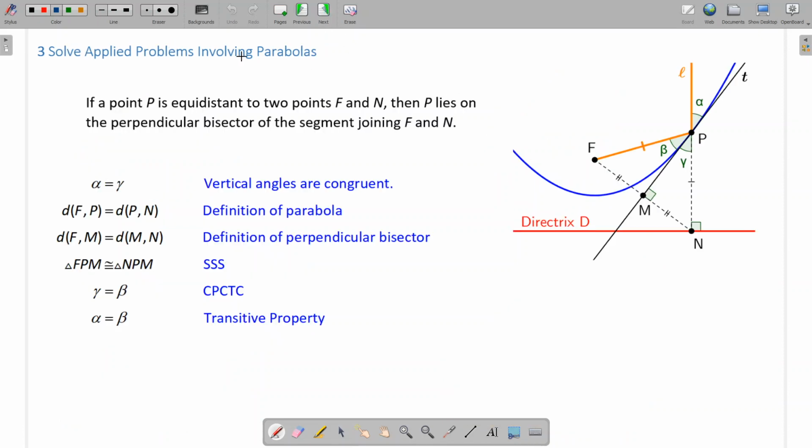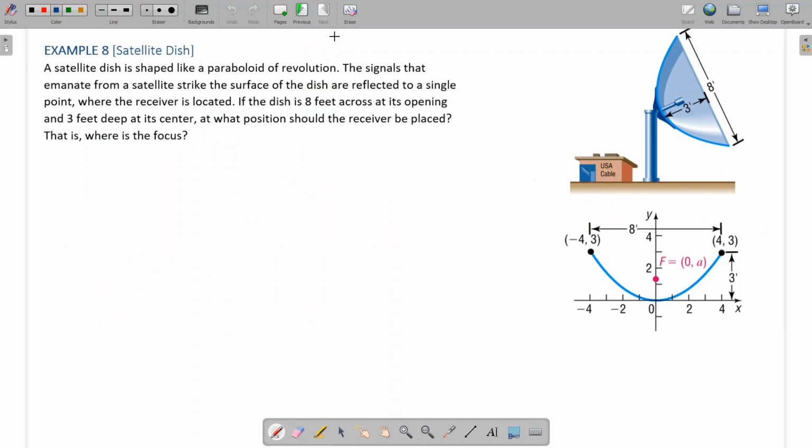In the notes, I have a little section devoted to proving why this actually has to be true. I'm not going to put you through that right now, but I will encourage you to read that. It uses some good old geometry that we did back a couple of years ago, things that we hopefully still remember. So I'll let you read through that at your own pleasure. Let's look at an actual example.